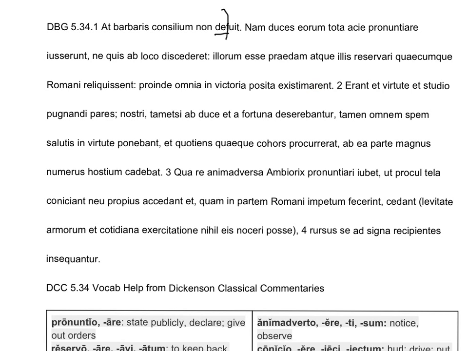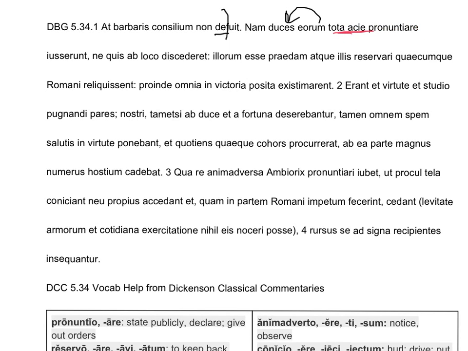Either way works. Okay, let's see. First, we need to start looking for some chunks. When I look for a chunk, I'm always going in order, seeing how things fit together. Nam, boring connector. Duces, nominative or accusative, probably the subject though. Eorum, genitive, talking about the duces, so that goes like that. Tota acie, oh, I see a noun adjective pair here. And it's ablative, because acie is ablative. So we've got a subject, their leaders, i.e. the leaders of the barbarians over here. We don't know the rest, but we see the ablative in the entire line.